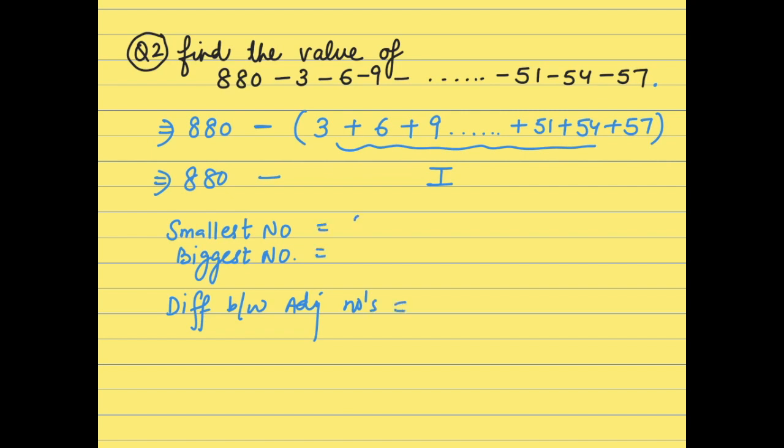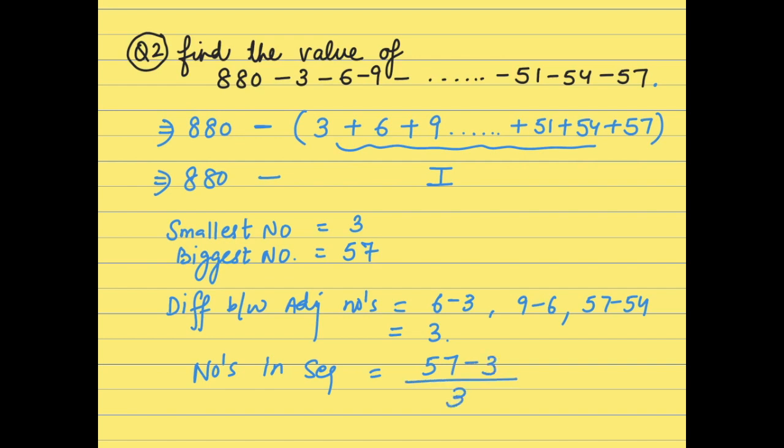Smallest number is 3, biggest number is 57. And the difference will be 6 minus 3, or 9 minus 6, or 57 minus 54. It is the same, that is 3. So now the numbers in the sequence will be the biggest number minus the smallest number, divided by the difference, plus 1. So the problem is 57 minus 3 divided by 3 plus 1.